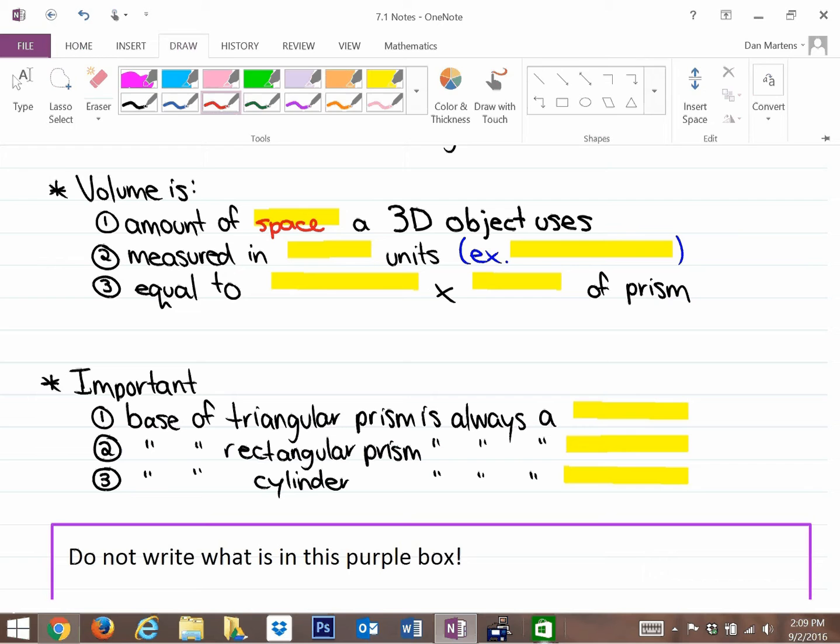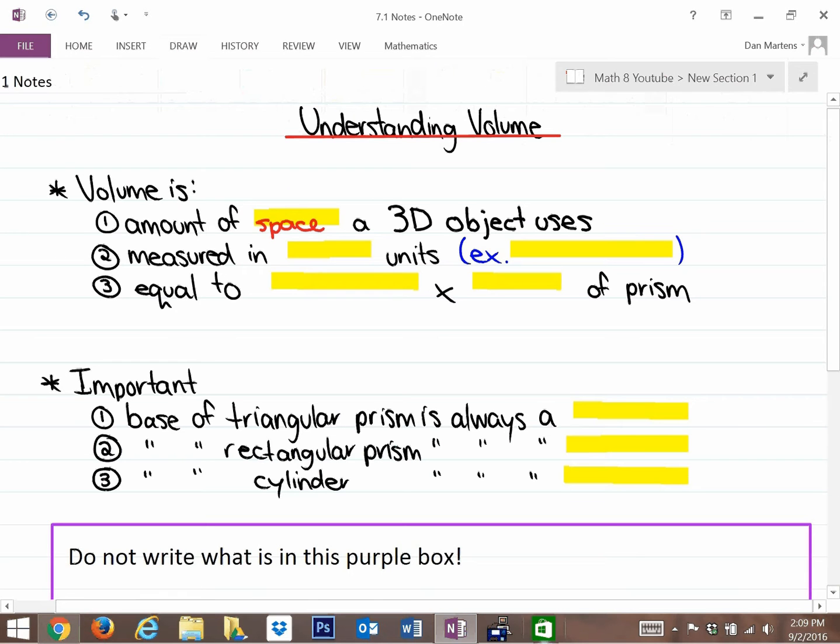Another important key idea here has to do with the units. So it's always measured in cubic units. So things that volume could look like would be, for example, meters cubed. So that little 3 there means that you're dealing with volume, or centimeters cubed, or any type of cubic units like decimeters cubed. Those are volumes, whereas squared is surface area or area. So volume is measured in cubic units.